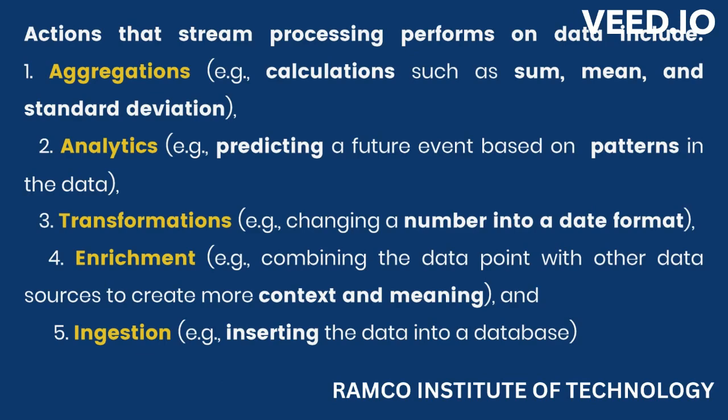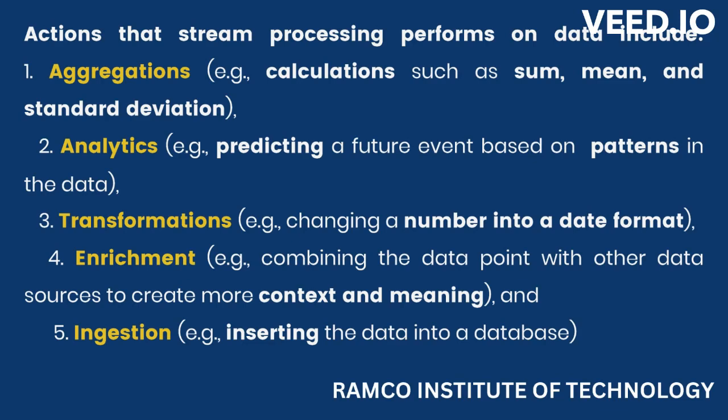Some of the actions that stream processing performs on the data include aggregations, analytics, transformation, enrichment and ingestion. These are the five actions performed by stream processing on the data. The first one is aggregations. Aggregations are nothing but calculations. Calculations can be a sum, mean, standard deviation, etc. Analytics is nothing but predicting a future event based upon the patterns in the data.